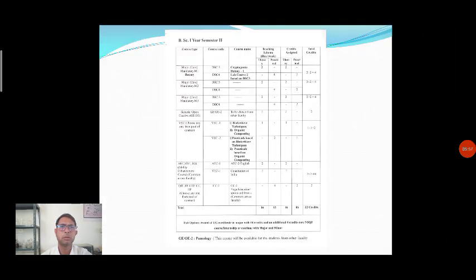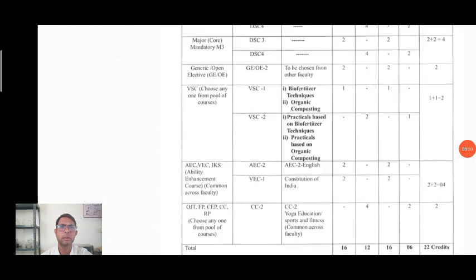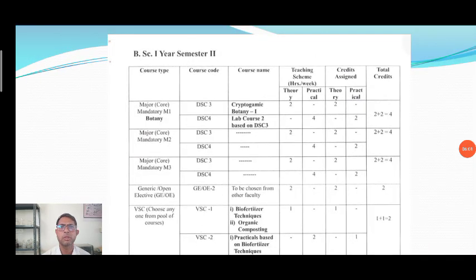So here, this is the second semester, and in this second semester the major core course, or major mandatory subject, is M1. This M1 includes cryptogamic botany. This is the compulsory subject, and it has 1 lab course, and in total it carries 4 credits.